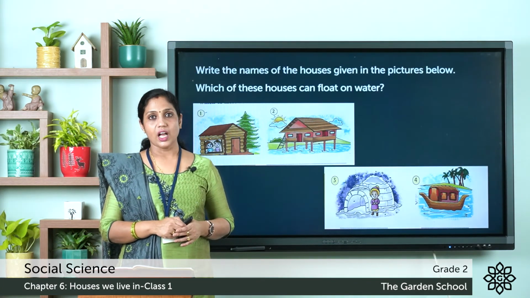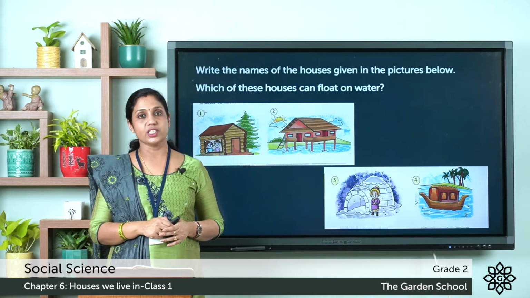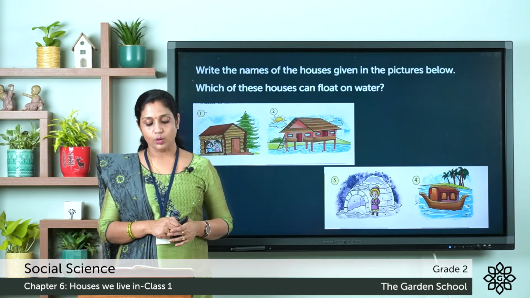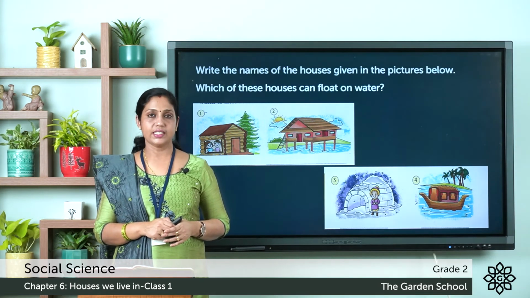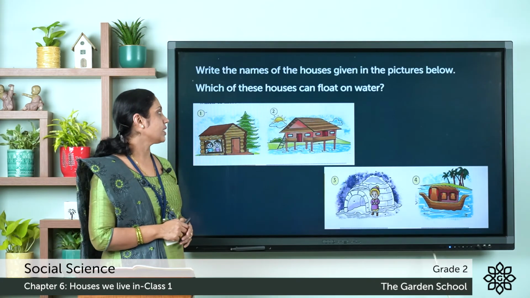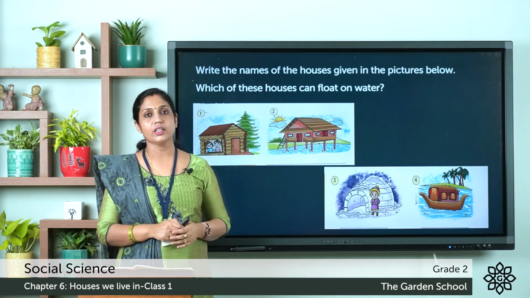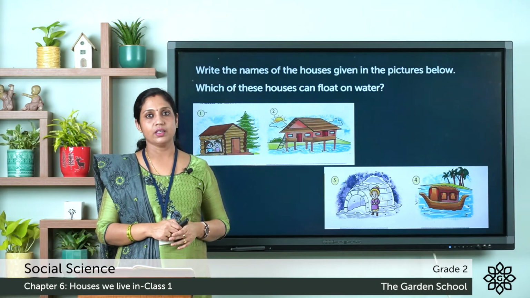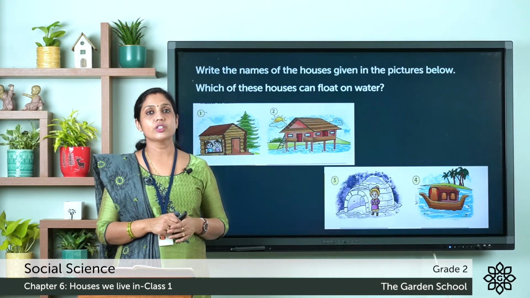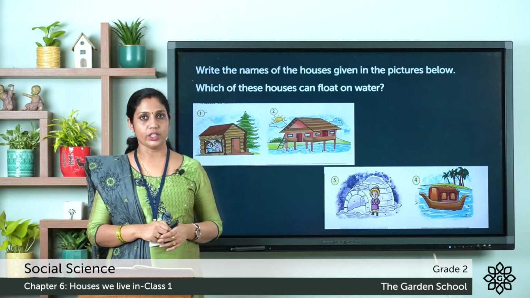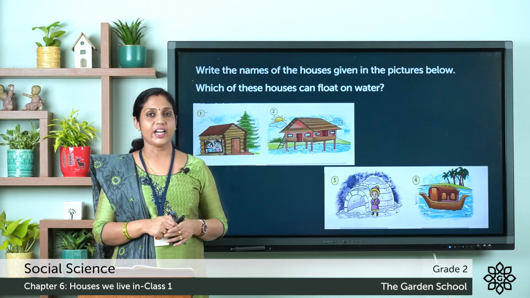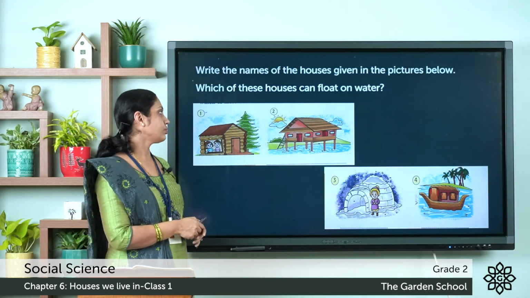Write the names of the houses given in the pictures below. Which of these houses can float on water? Discuss in class. So here you can see some houses are given. So first write their names and now you have to tell which house floats on water. So first let's write the names of these houses.